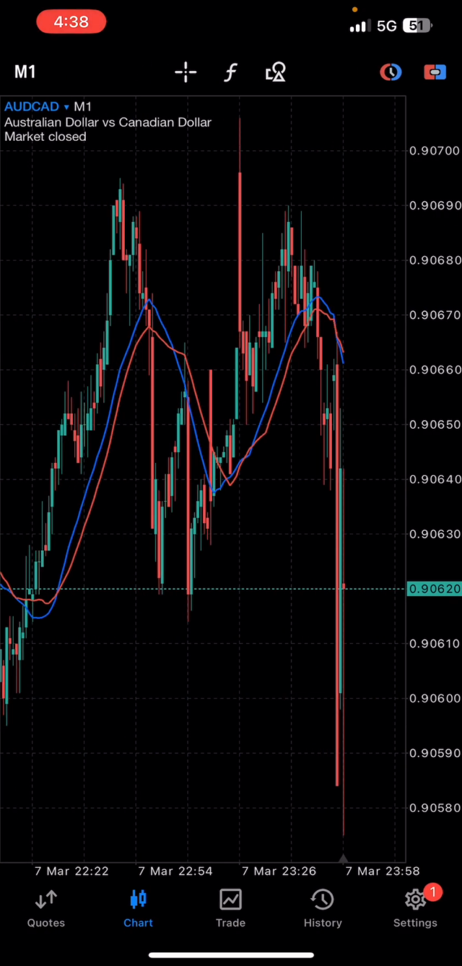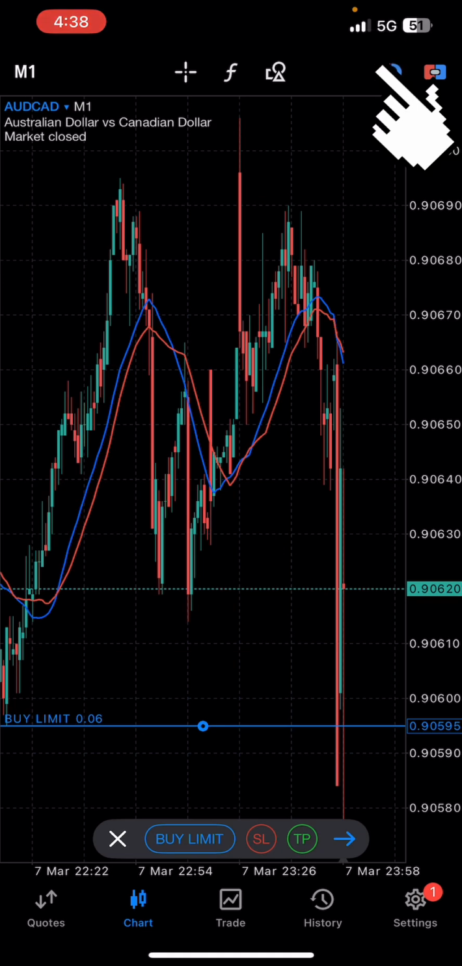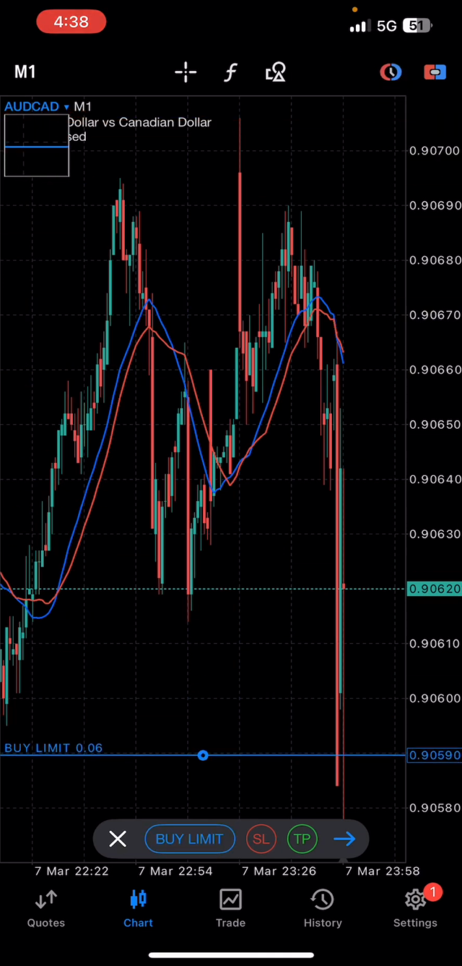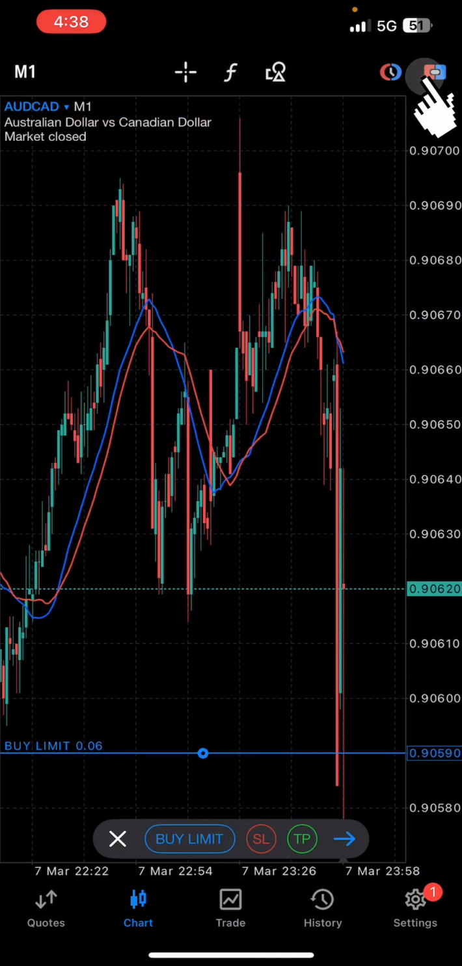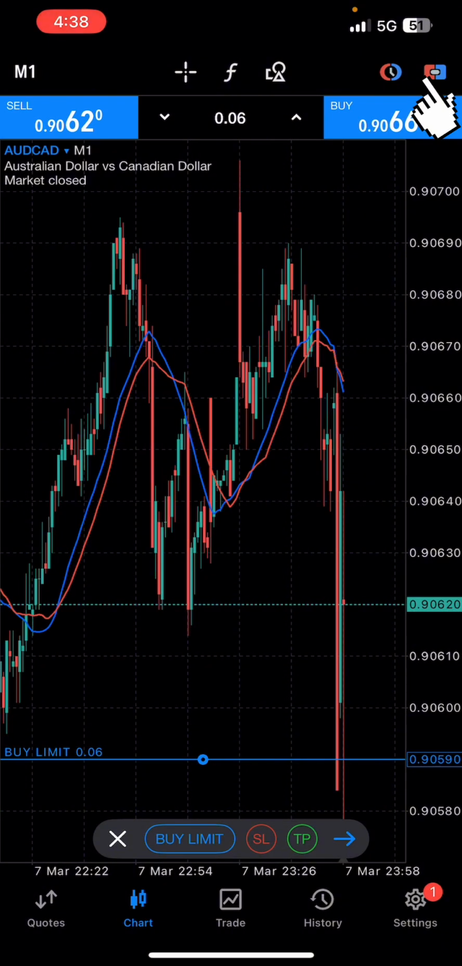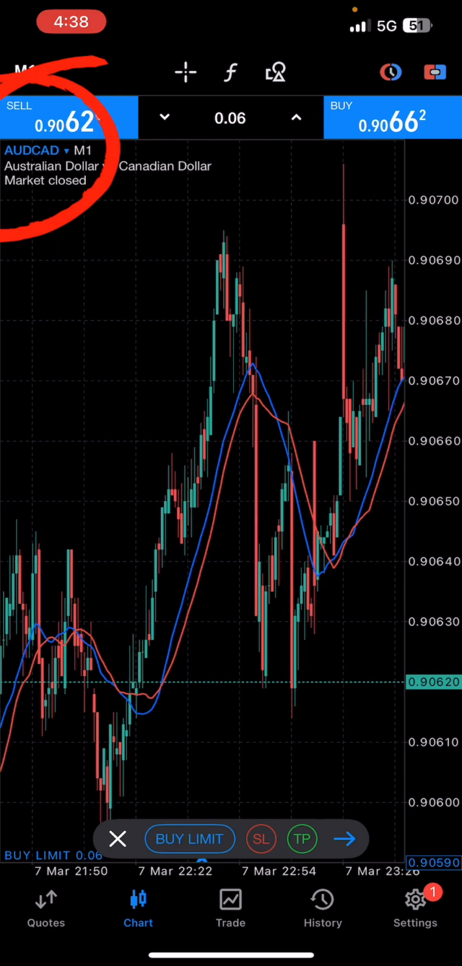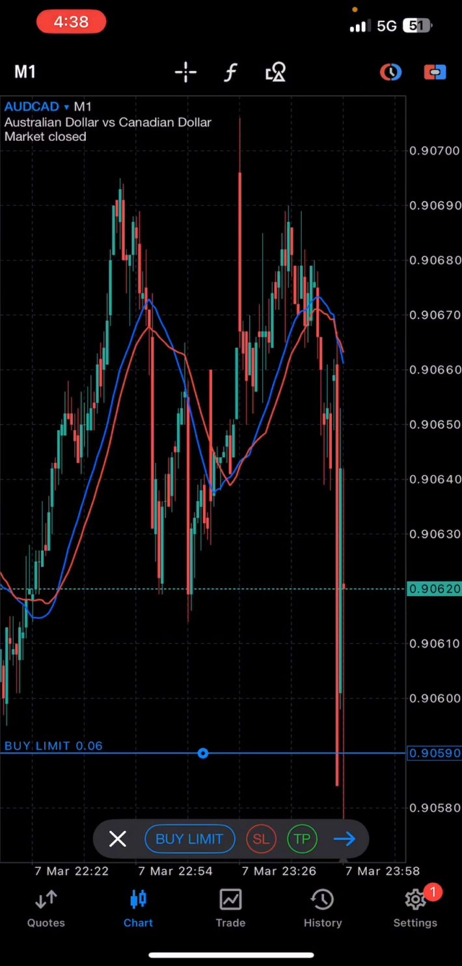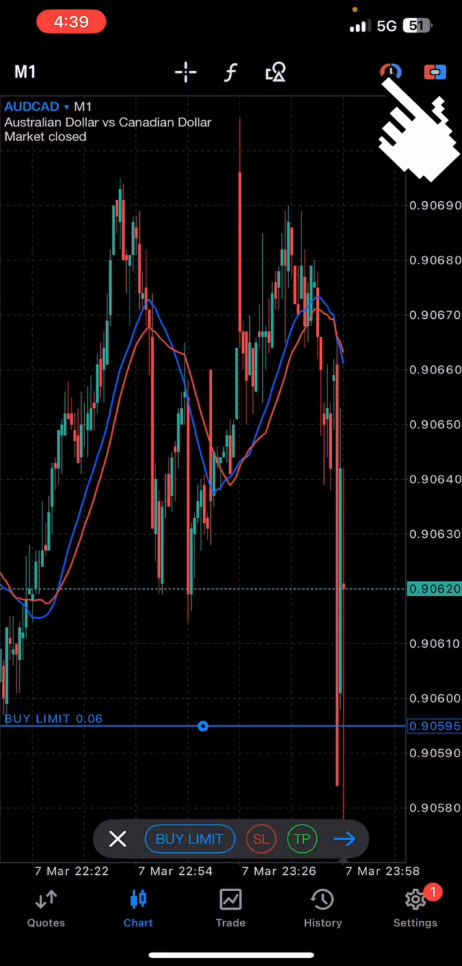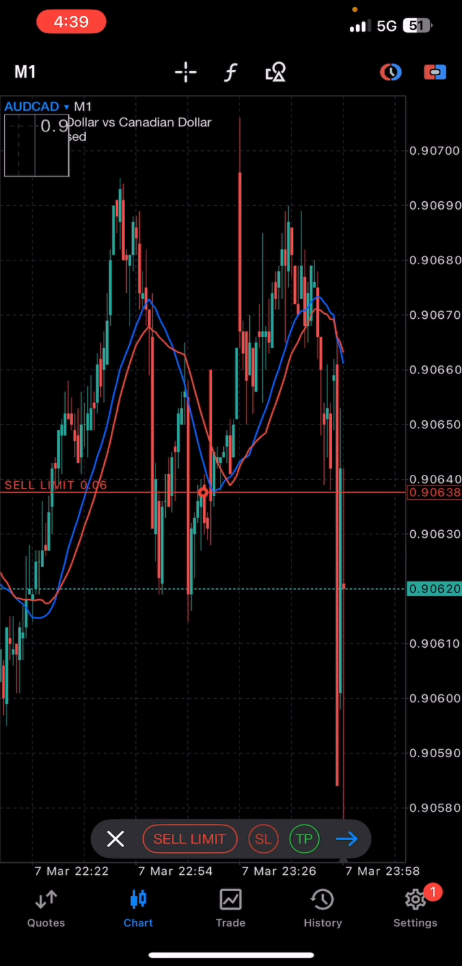Then the next thing is these two icons at the top right. The first one is circle and the second one is square. The circle one, you'll be able to use it to set limit orders, right? And the square one, you'll be able to use it to enter the market immediately. So if this was a weekday and I want to enter the market immediately, I can basically click on it, click on buy or click on sell, and I'll be able to enter immediately. Then this circle one, I can use it to plan my trade basically.